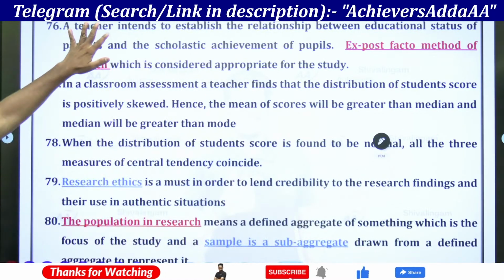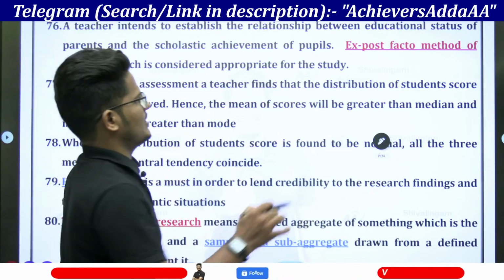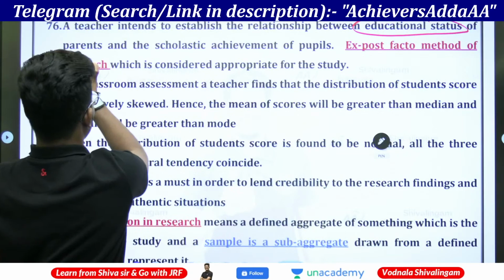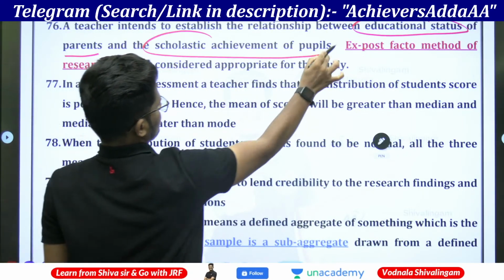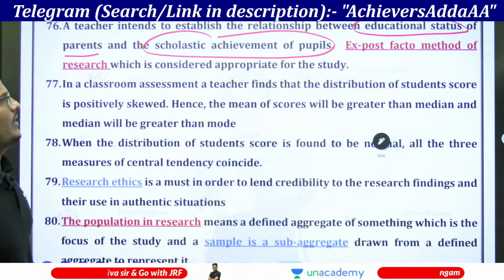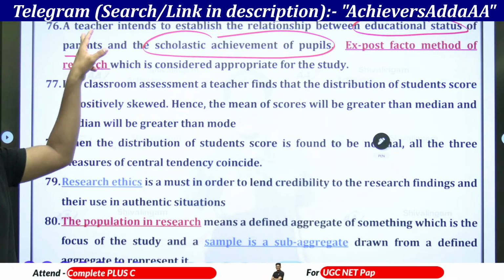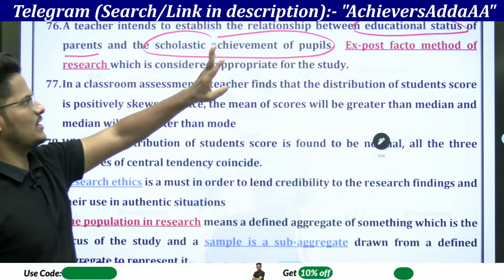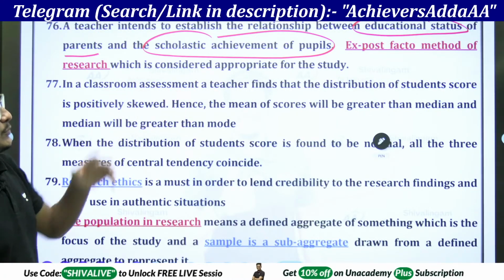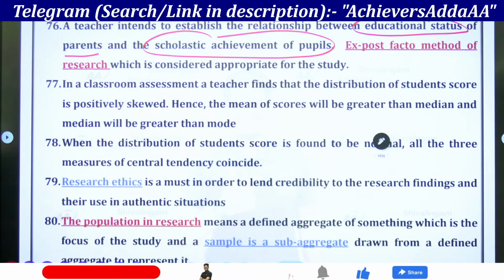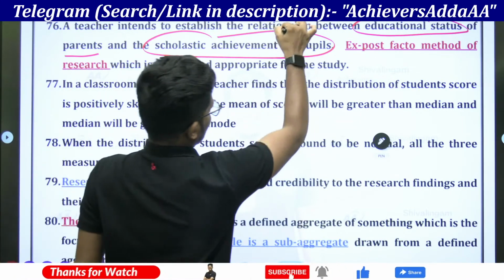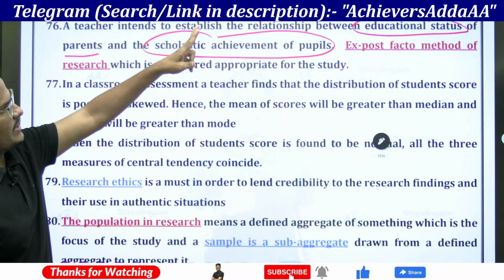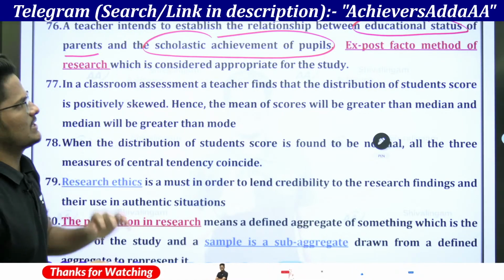Now you can see a teacher intends to establish a relationship between the educational status of parents and the scholastic achievement of the students. Two variables are there. A teacher intends to establish a relationship between the educational status of the parents and scholastic achievement of the students. The ex post facto method of research is considered appropriate for the above study. Why ex post facto here? Relationship between the educational status and scholastic achievement.